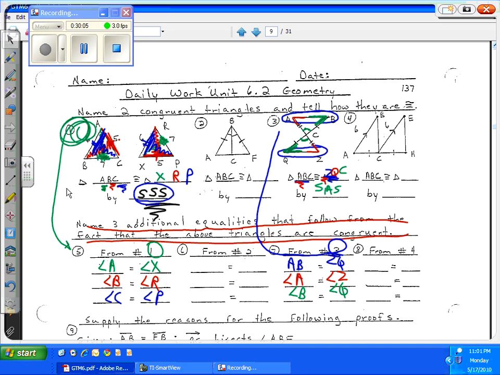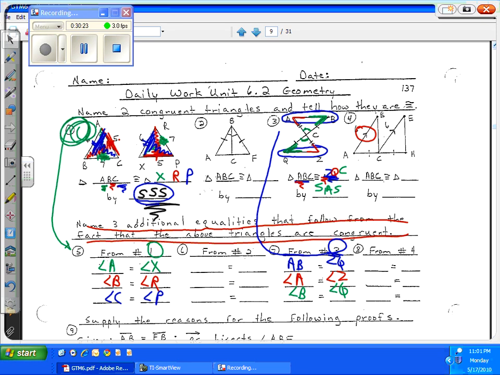Knowing they're congruent, then we could say that the other three sets of things are equal. And we could justify that with the reason corresponding parts of congruent triangles are equal, which we'll talk about later again. And we'll let you handle number 4.